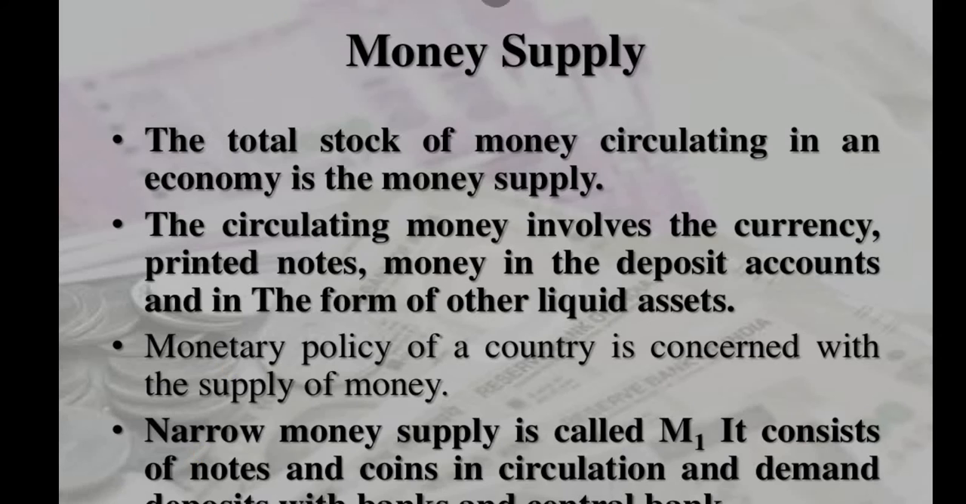Then what is money supply? The total stock of money circulating in an economy is the money supply. The circulating money involves currency, printed notes, money in deposit accounts and other liquid assets. The monetary policy of a country is concerned with the supply of money. Narrow money supply is called M1. It consists of notes, coins in circulation and demand deposits with banks and central banks.